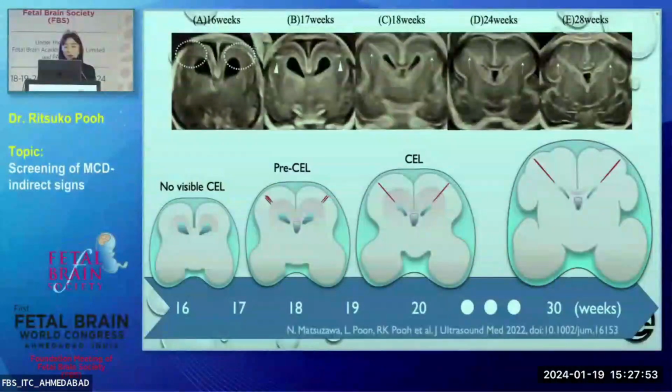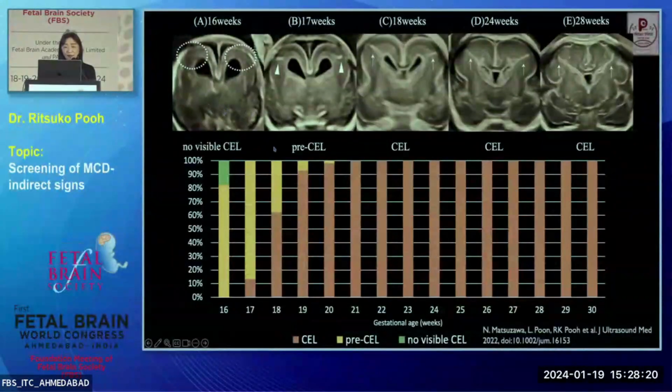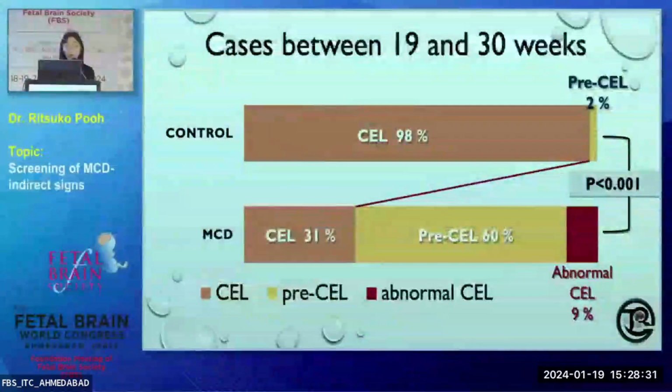And here, this is the normal CEL appearance. First, no visible CEL. And the next one, only inside the subplate, we call that pre-CEL. And then CEL is created, and thereafter the CEL continues to exist. And here you can see the changing appearance from no visible CEL to pre-CEL. Then CEL was observed between 16 to 19 weeks of gestation.